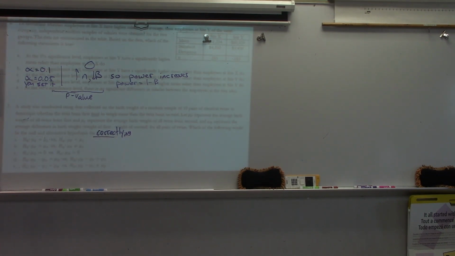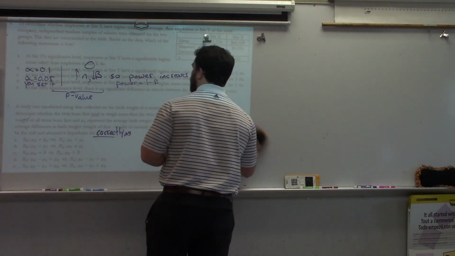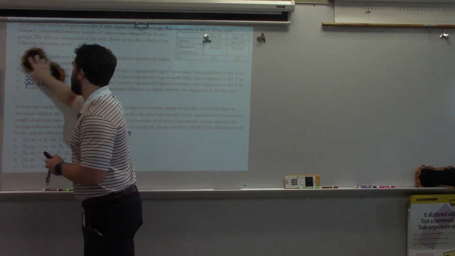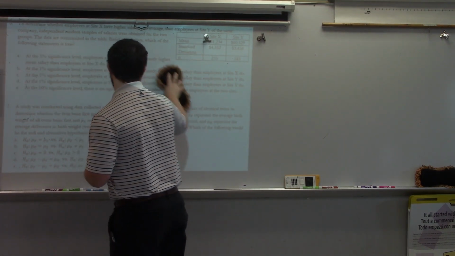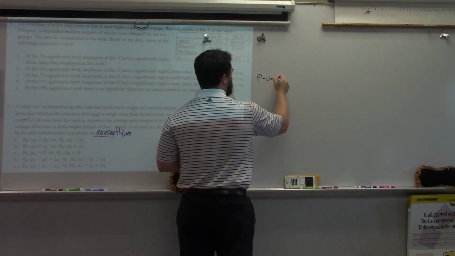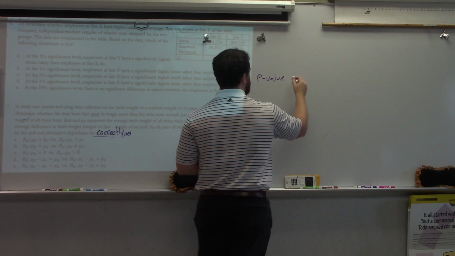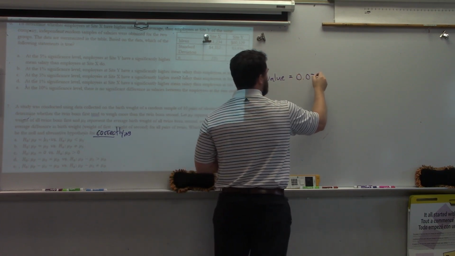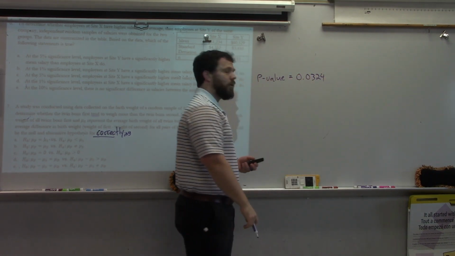For the most part, we were pretty good on this one. Just make sure that you actually run the test on these. Did anybody write down their p-value for number 6? Was it 0.044? I have 0.0324. Yeah, 0.0324.